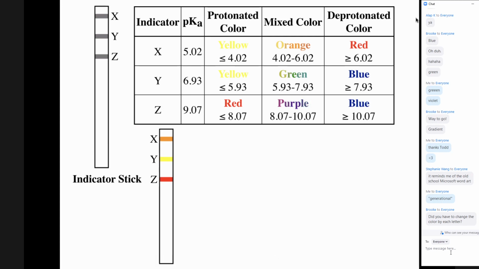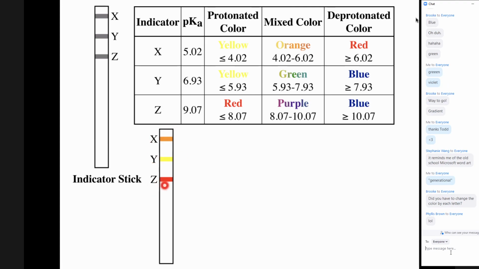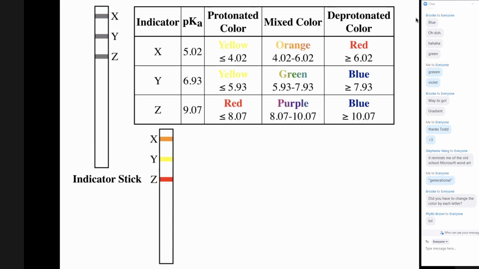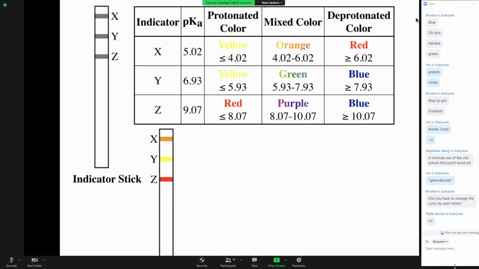Okay, let's apply it. I dip a stick into some solution and I analyze this, and you tell me which is the most important color, orange, yellow, or red, for deciding what the pH is.